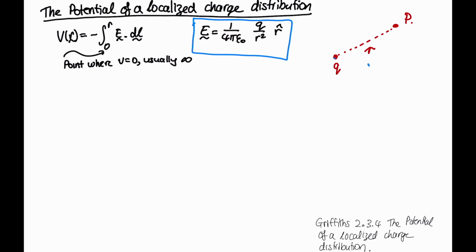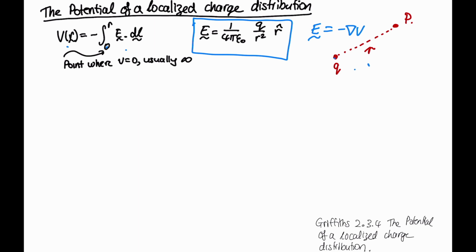And when we introduced potential, we said that the potential and the electric field are related through the electric field being equal to minus the gradient of the potential. To get the potential, we need to integrate the electric field, and we do that integral from the point where the potential is 0. We usually take this at infinity. Griffiths writes this as the integral from O to the point r of E dot dl, where E is the electric field there. So let's start by calculating the potential for this point charge here.